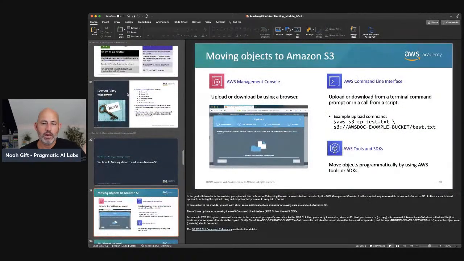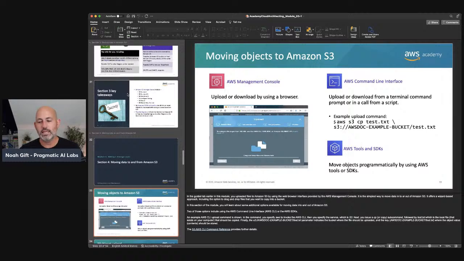Okay, what about moving objects to S3? How do you do that? One way to do it is by using the browser. That's something I do all the time. A second way would be to use the AWS S3 command. I do this quite a bit myself, as I'll bring up AWS CloudShell and do aws s3 cp or sync. I use the sync command a lot as well.